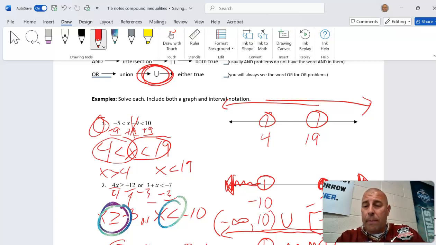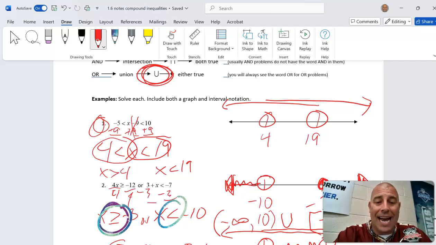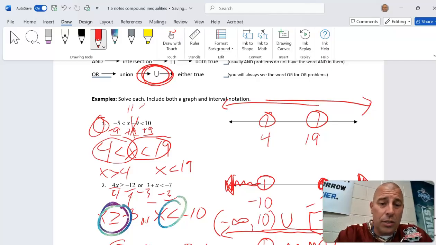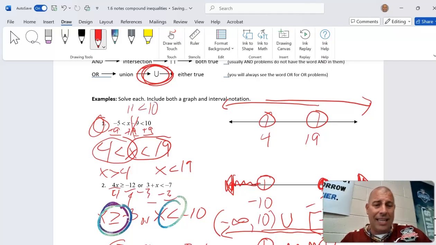So someone bigger than 19, I don't know, 20, that's there. We're going to see if it's true. So 20 minus 9 is 11. We're just plugging it in, and we want to see if this is a true statement. Is 11 less than 10? No. So I'm not going to shade over here.